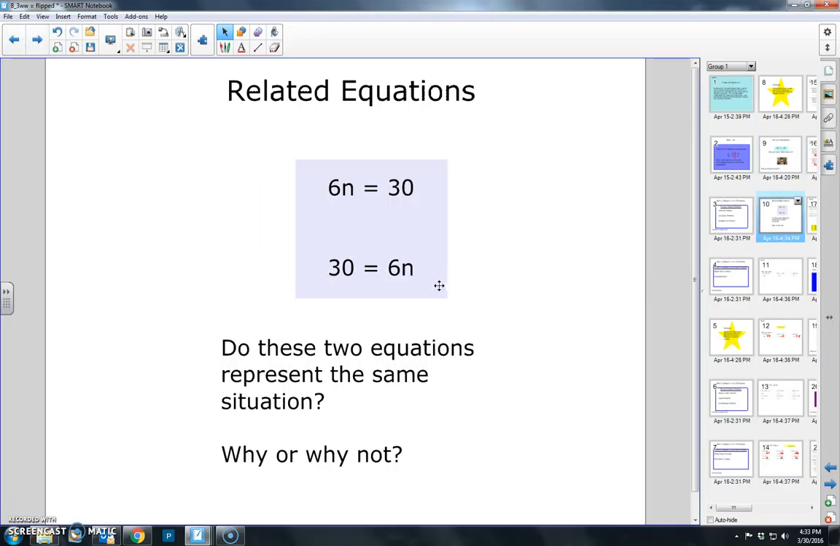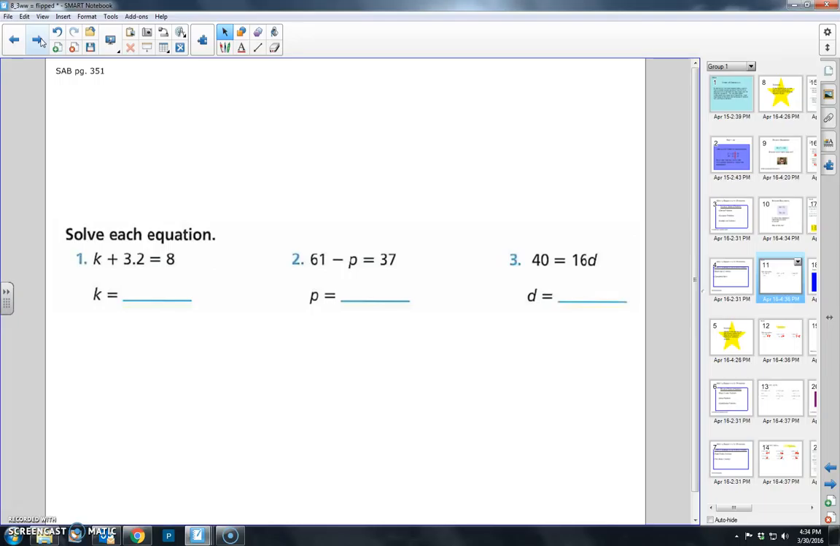Thank you. All right, here are some related equations. We have 6n, which stands for 6 times n, equals 30. We also have 30 equals 6 times n. On here, what does n represent? 5. Thank you, Michaela. That's awesome. This is a good spot to stop. Go ahead and pause, solve these equations, and I will catch you on the flip side.